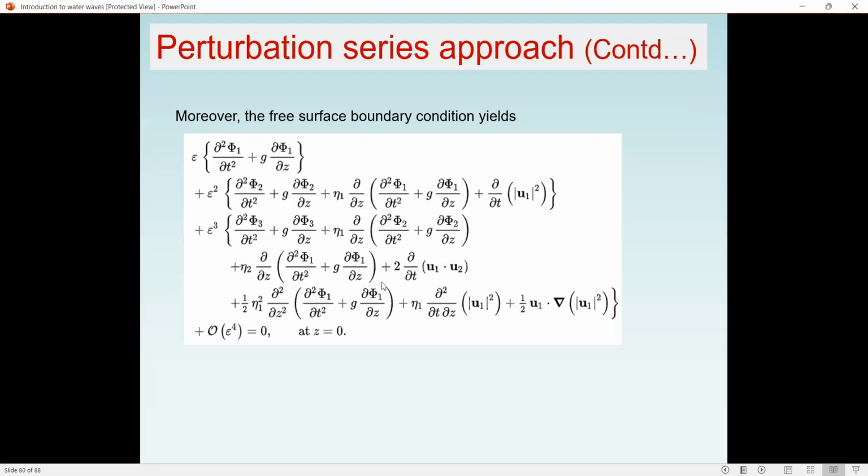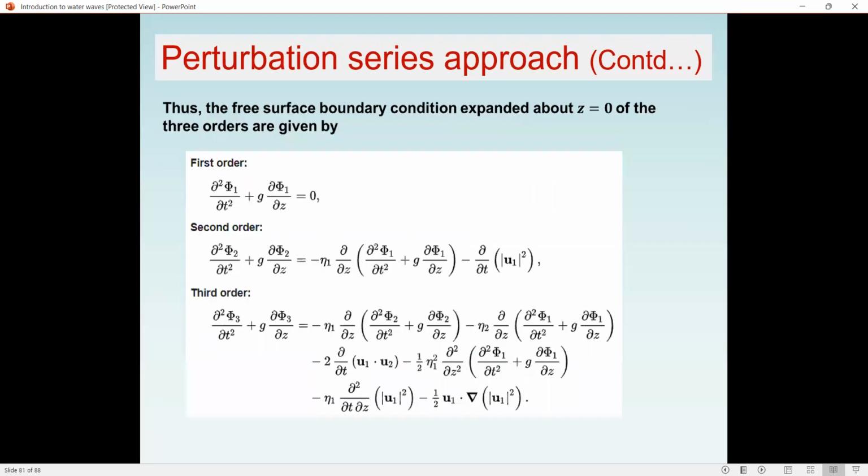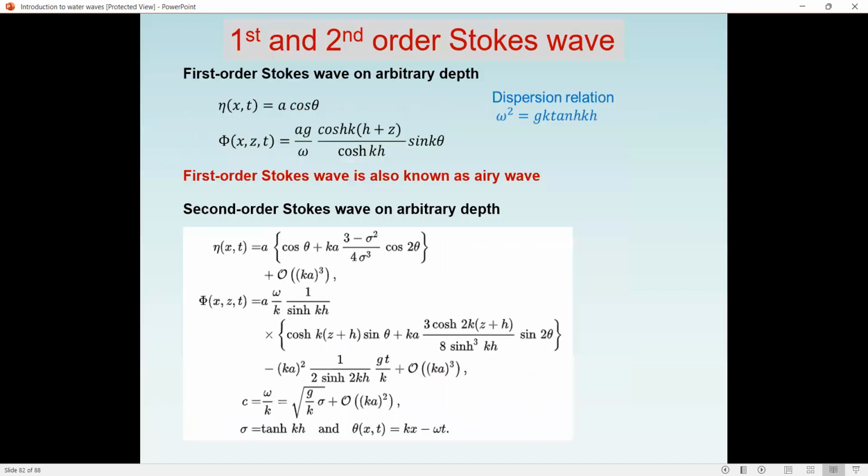So that means if I have to go to the third order wave theory, first I have to know the first order wave theory solution, then the second order wave theory solution, and then I can go for the third order waves, and so on. This is the way the first order, second order, and third order free surface boundary conditions are obtained.